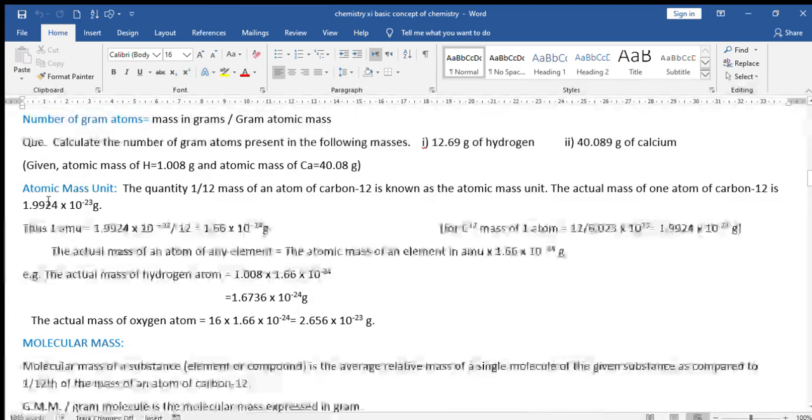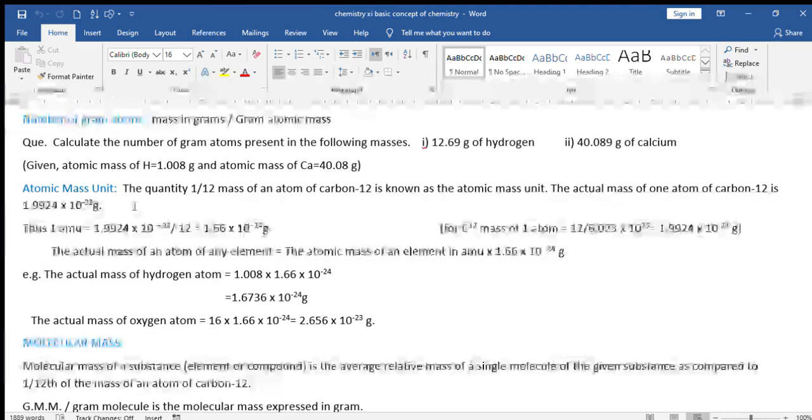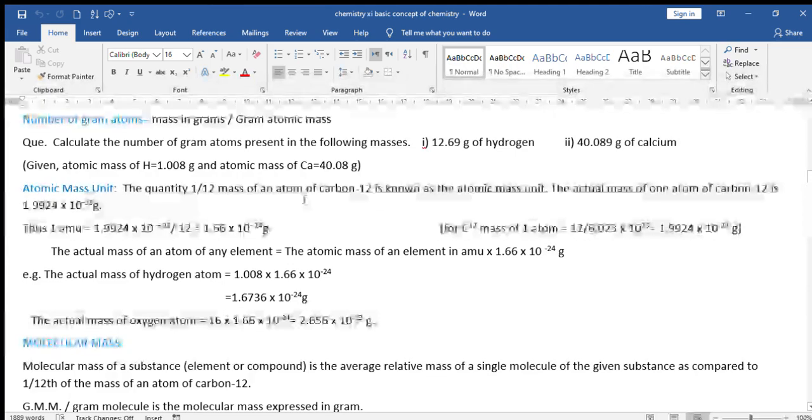Next topic is atomic mass unit, or AMU. Every time you study, atomic mass is given, for hydrogen, as 1.008 AMU. So why is it not given in gram? What is this AMU? AMU is the quantity equal to 1/12 the mass of an atom of carbon-12, and it is known as the atomic mass unit.